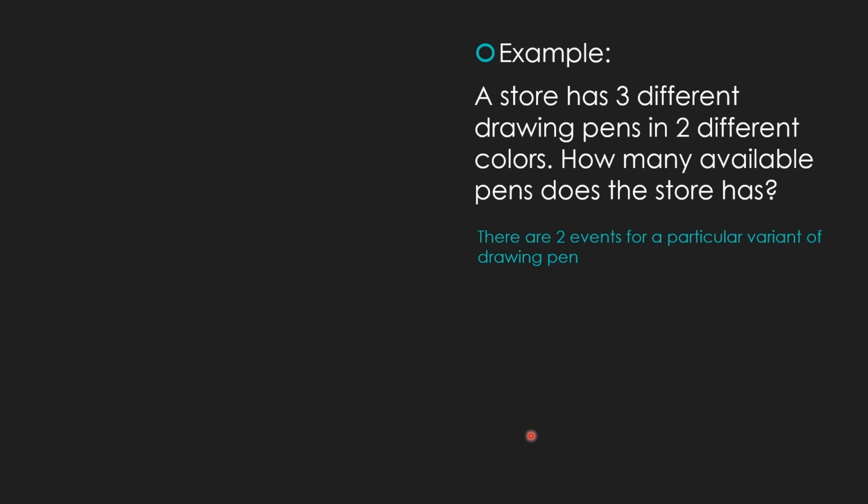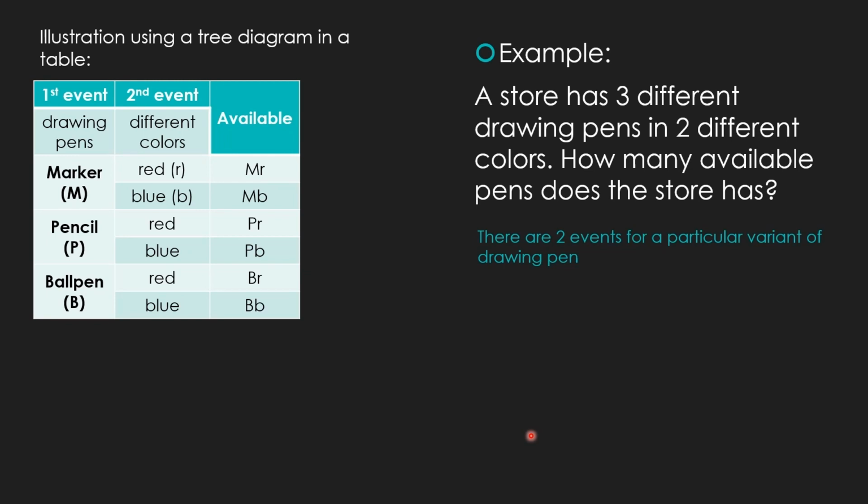Now, first, we will have to make an illustration. Since this is an introductory discussion about the fundamental counting principle, I guess it's good if we show an illustration to help you better understand the concept behind the FCP. So in here, I'll be using a tree diagram in a table. We will consider the first event as the selection of drawing pens.